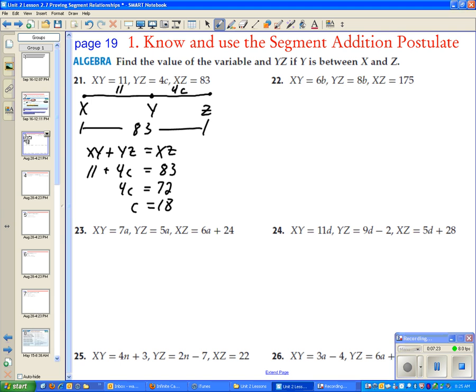And we have c. All right, so we've used the segment addition postulate here. Now, they tell us to also find the length of YZ. The length of YZ is 4c. Well, 4 times 18 better give us that 72 again, hadn't it? And there we go.